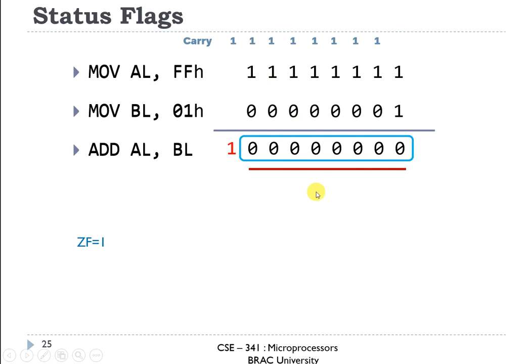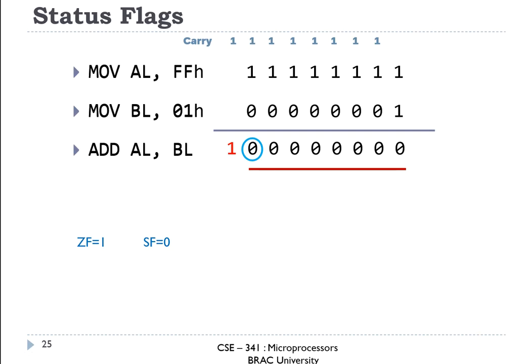Now the first flag we consider is the zero flag. The answer we got is equal to 0, therefore our zero flag is set to 1. Next on, we consider the sign flag. As I mentioned, you consider the most significant bit of our 8-bit answer, which is 0, indicating a positive number. Therefore, our sign flag is also 0.